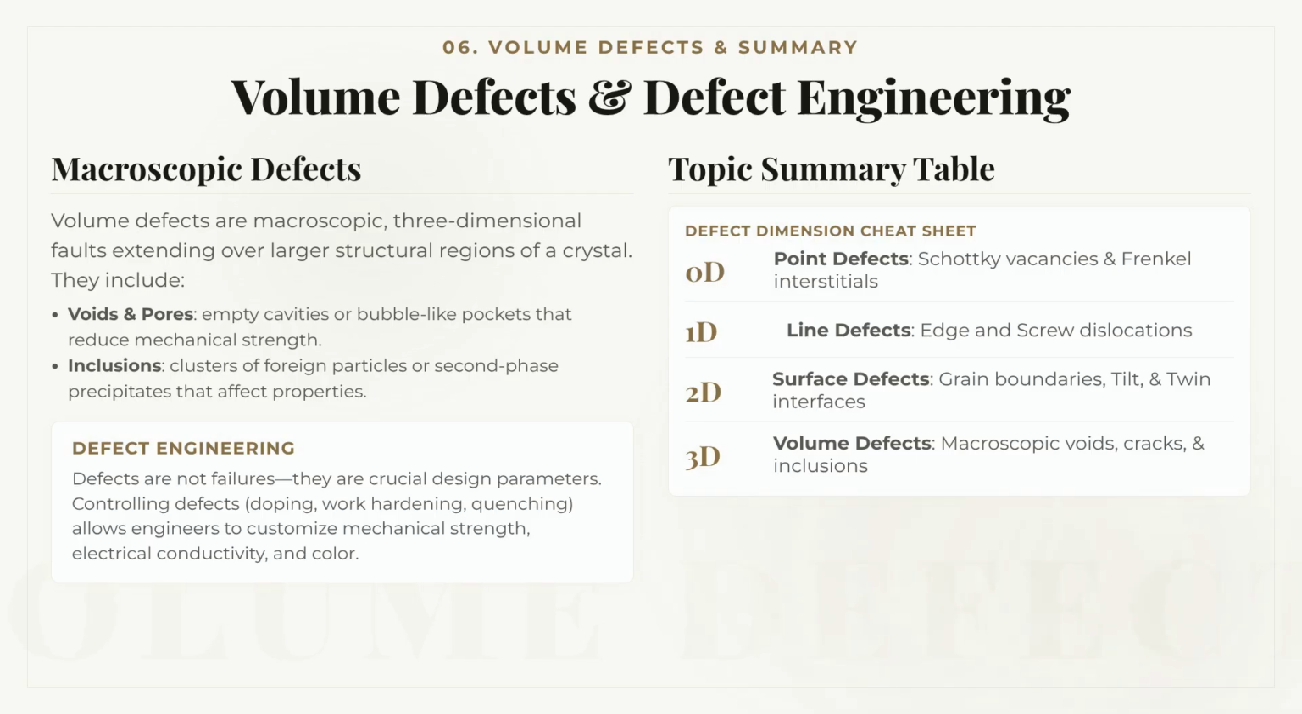Although defects represent deviations from perfect order, they are not merely flaws. In fact, many important physical and mechanical properties of materials are controlled by these defects, making their study one of the most important topics in crystallography and materials science.